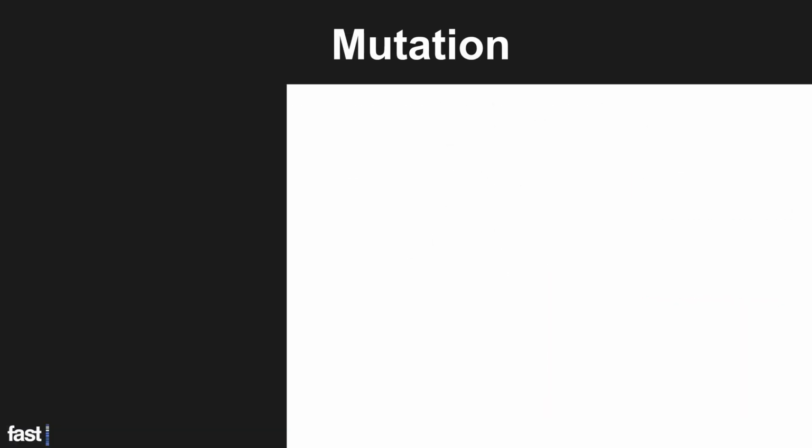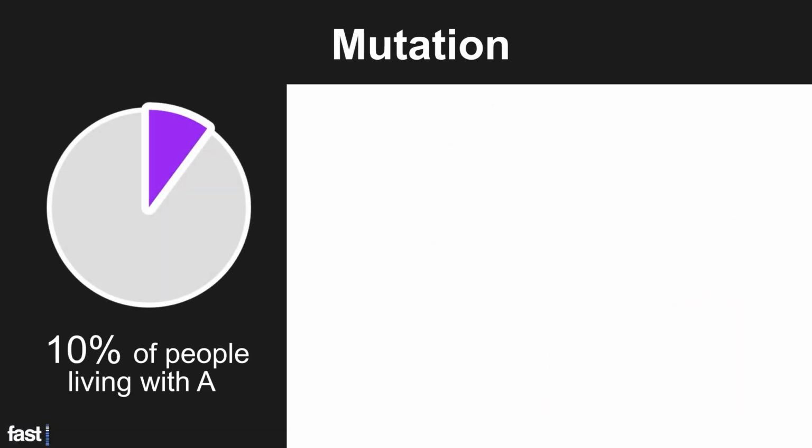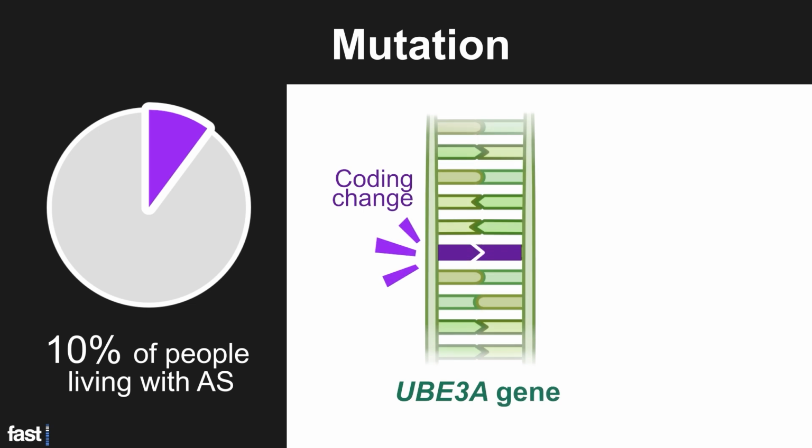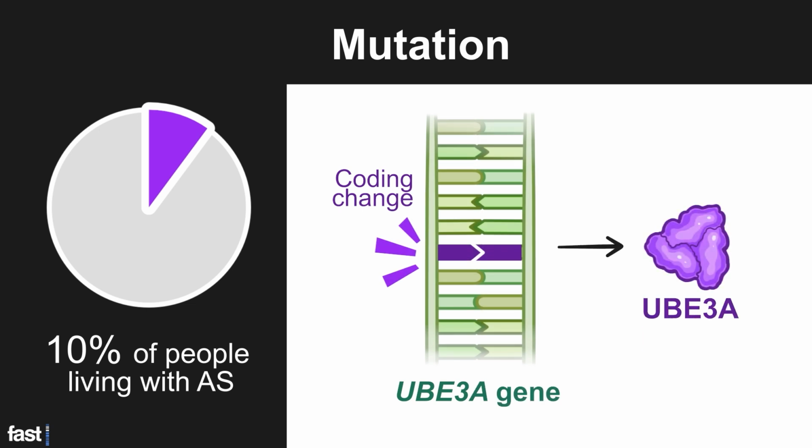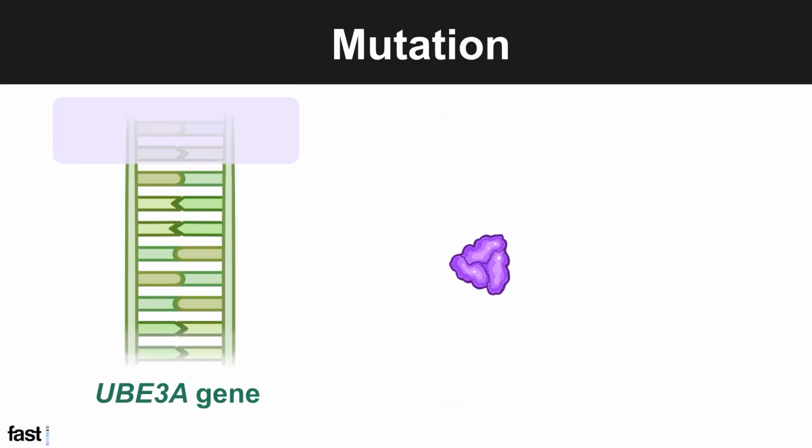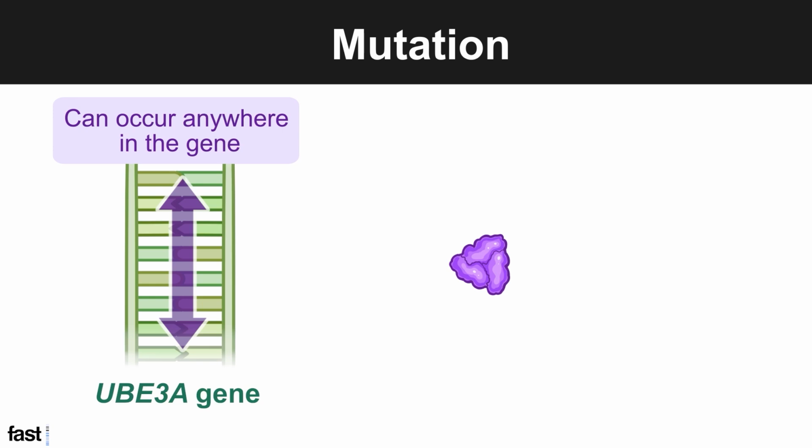Mutation AS occurs in about 10% of people living with AS. In this genotype, a coding change, also called a mutation or variant within the UBE3A gene, causes a change in function of UBE3A protein, making it inactive or less active. Mutations can occur anywhere in the gene and are categorized based on how they affect the gene and the protein.